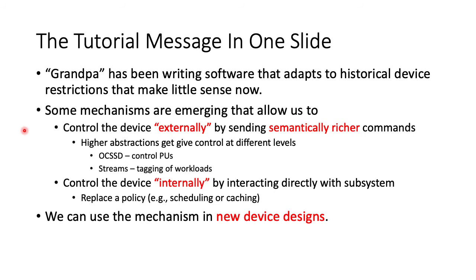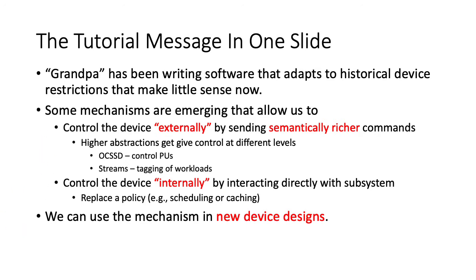The second point is we can start making adaptations in these devices using what we call external and internal interfaces. External interfaces are used to send commands that are semantically richer to the device, describing in more detail how we want certain operations to be executed. And internal interfaces are mechanisms that allow us to take control of these executions. We're going to be talking a lot about those two.